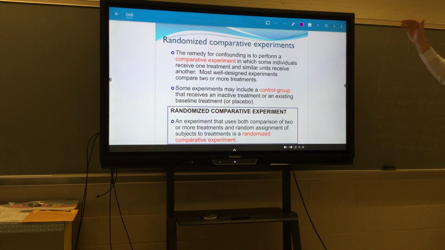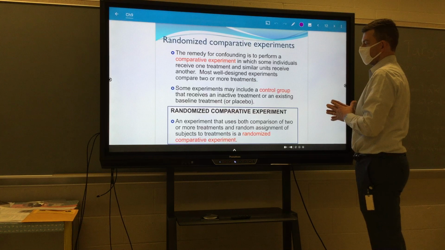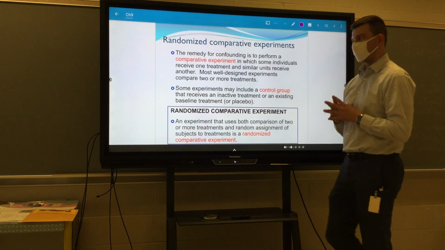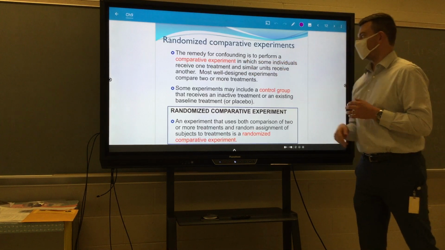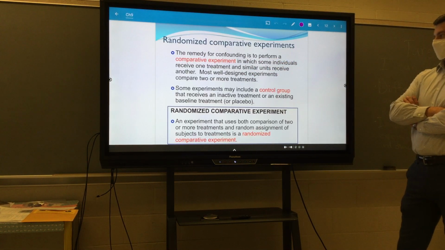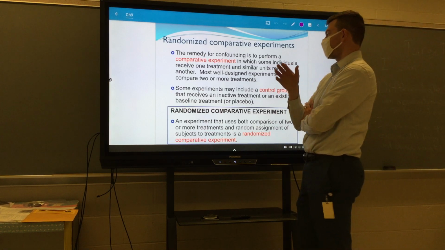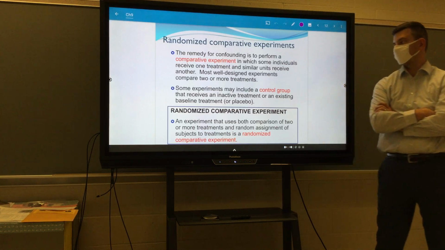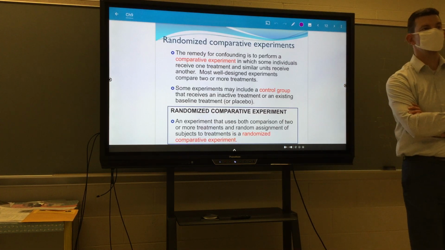Now, randomized comparative experiments. I said we put a lot of faith into that randomization. The remedy for confounding is a comparative experiment. Some individuals receive one treatment and similar units receive another. Most well-designed experiments compare two or more treatments.